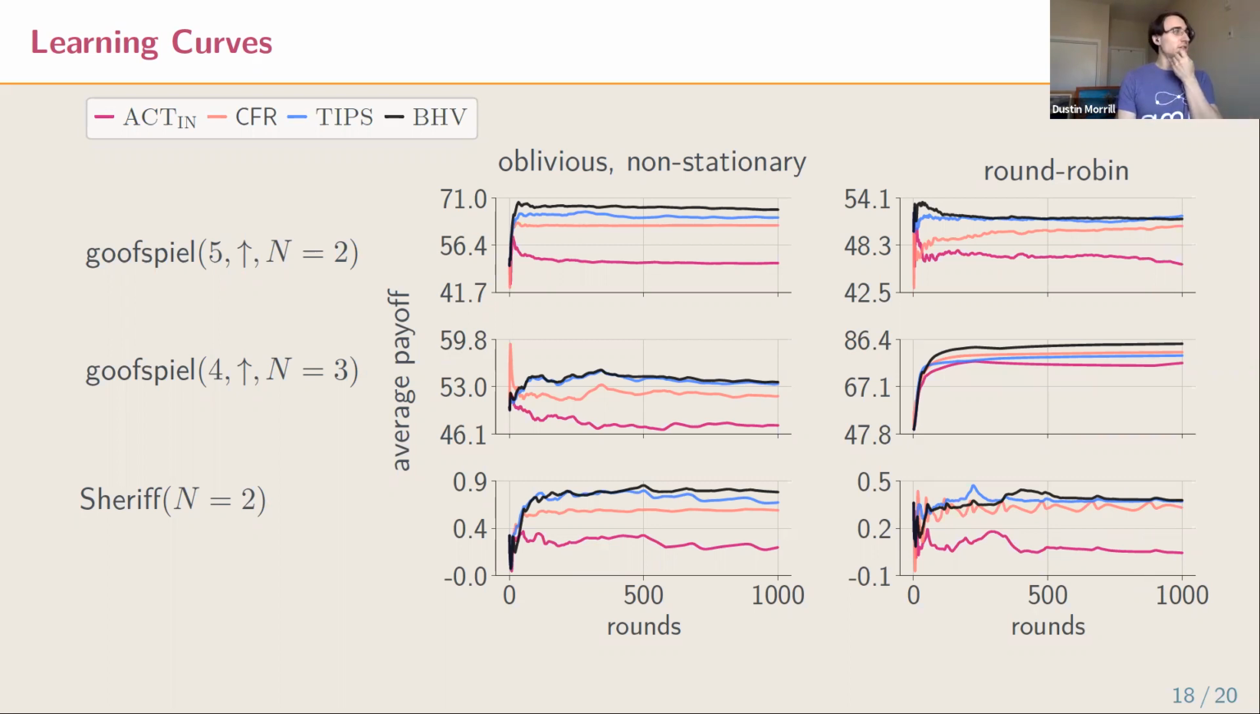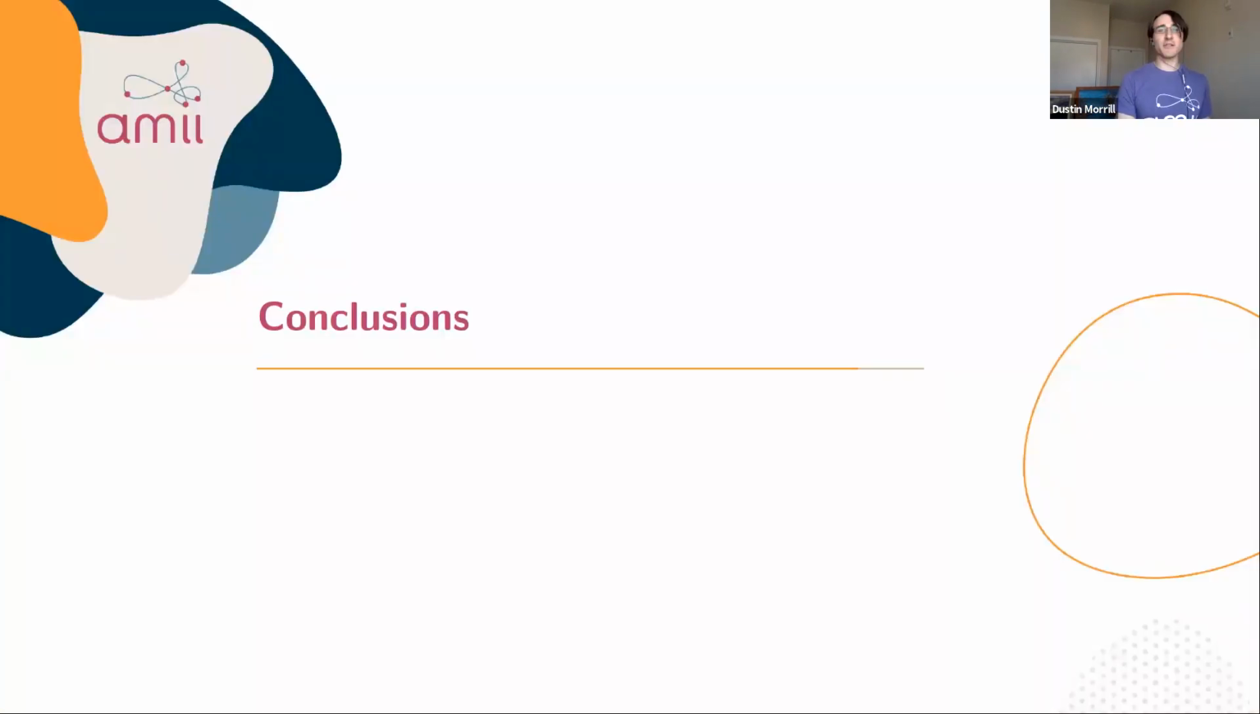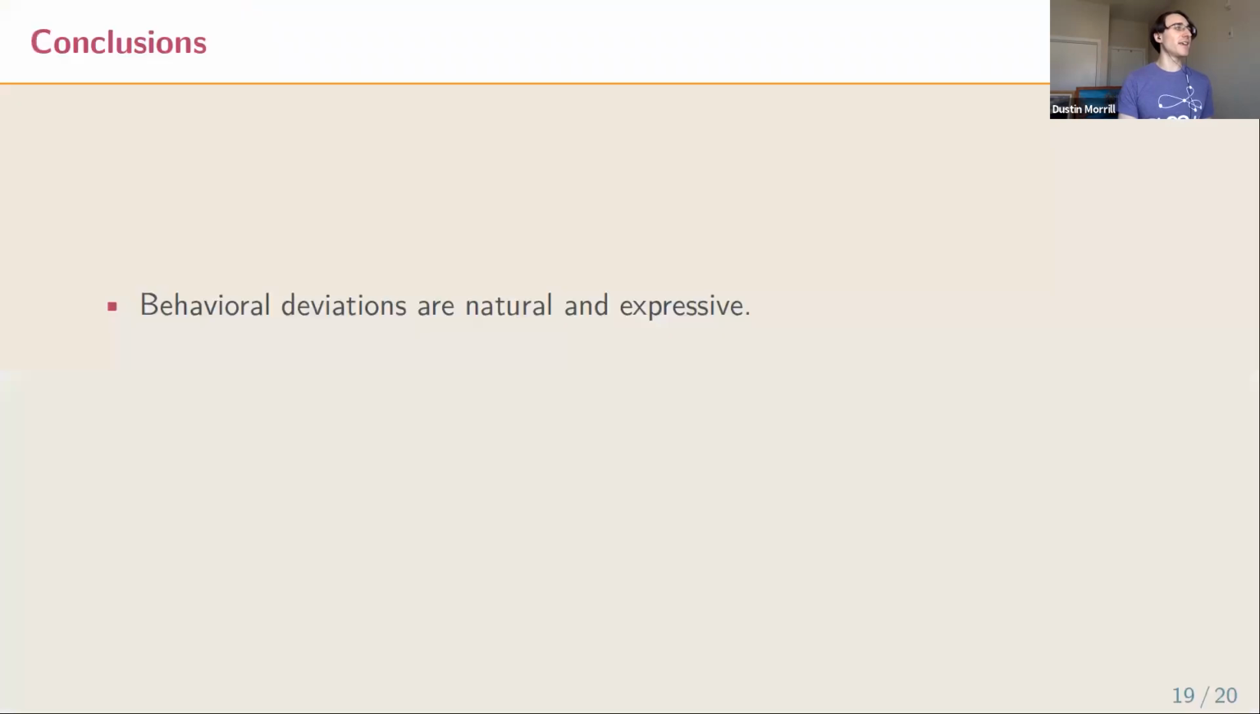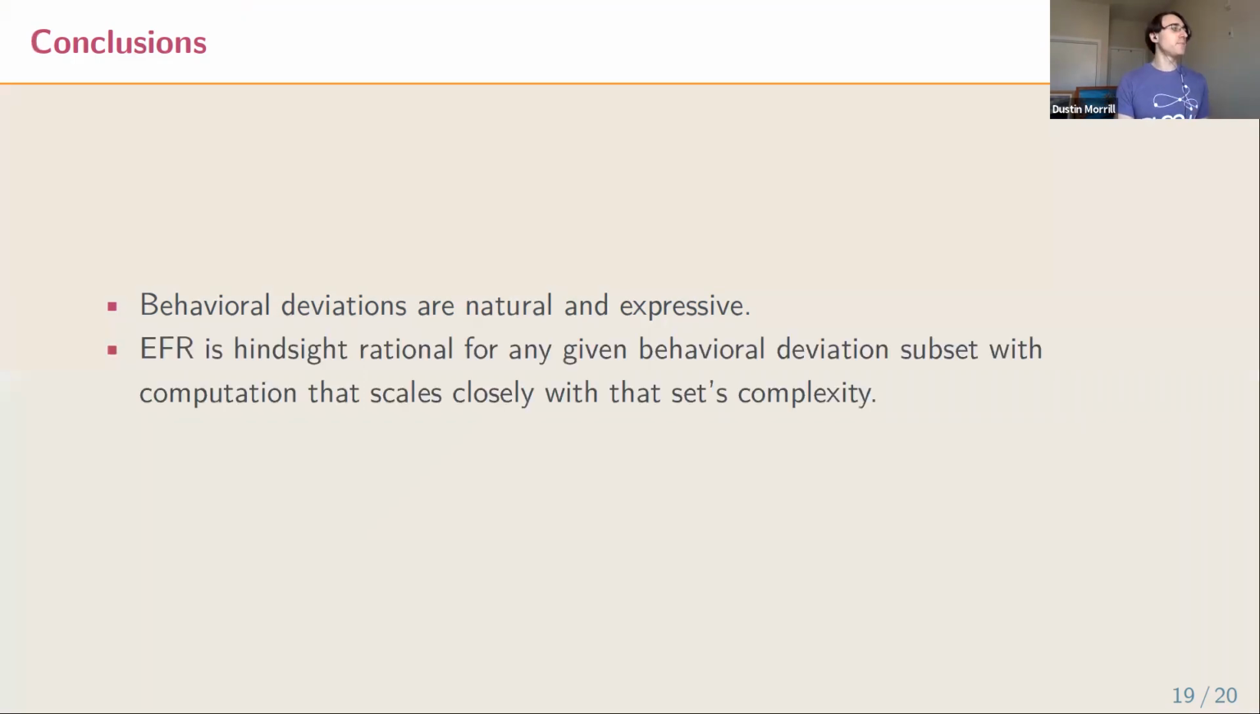All right, so with that, I guess I'll move on to the conclusions. I'm actually finishing up a little early today. So some conclusions about this work: behavioral deviations, generalizing the ideas that von Stengel and Forges had, are natural and expressive in extensive form games.